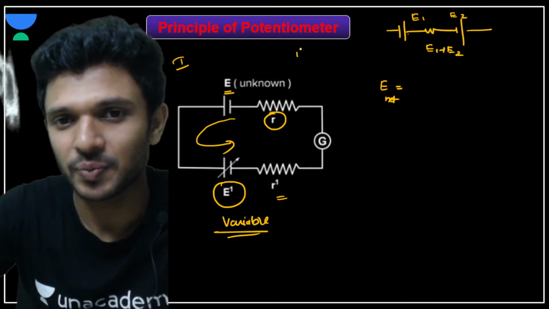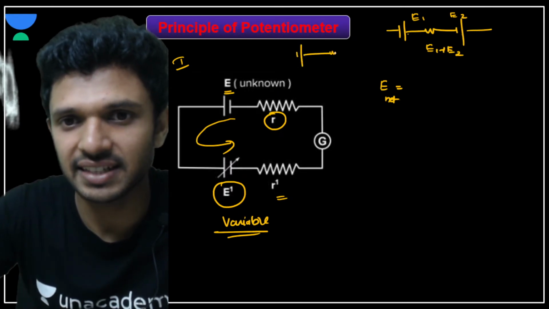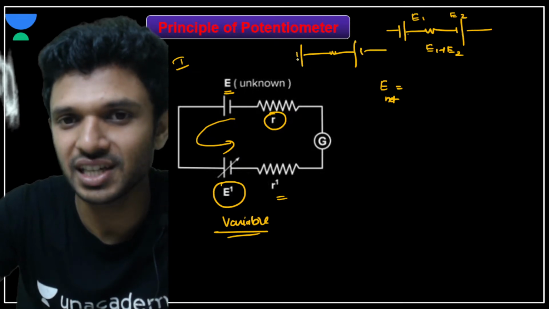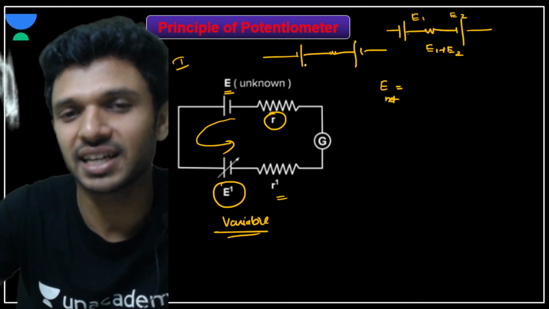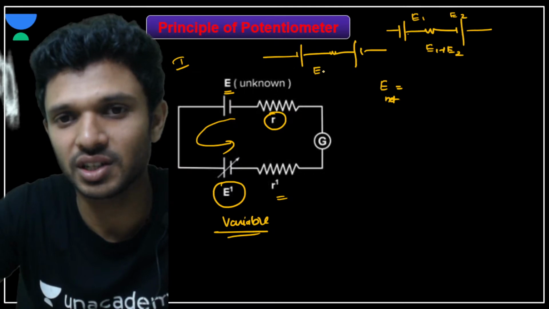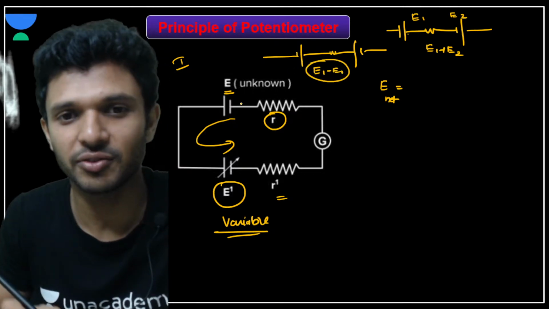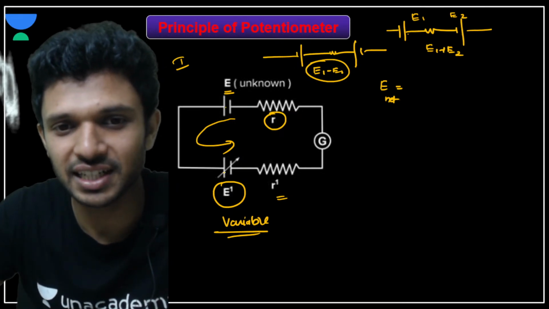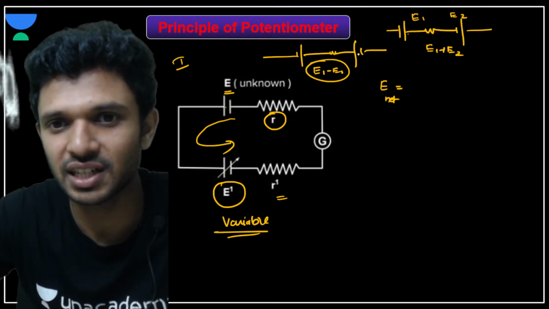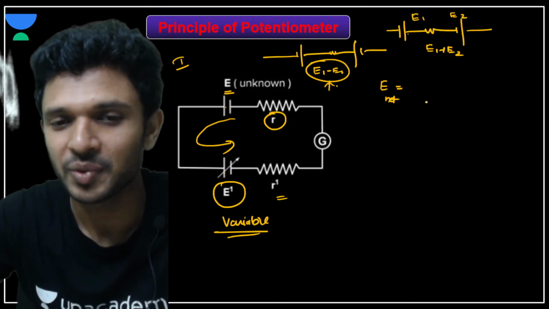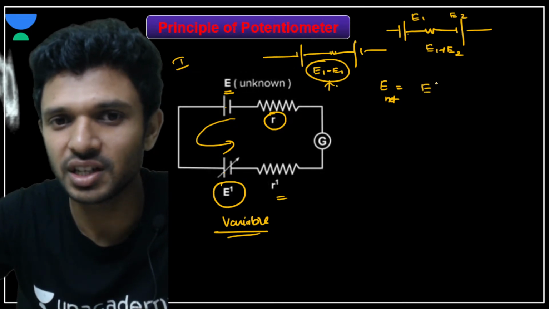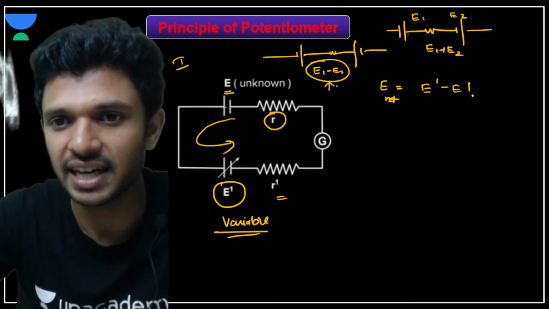Right? So, if the cells are connected as opposite, we say that EMF is connected in the opposite order. So here EMF is E1 minus E2. How is it connected in this particular figure? Positive is connected to positive. What's the formula? E1 minus E2. So here it is E minus E dash.